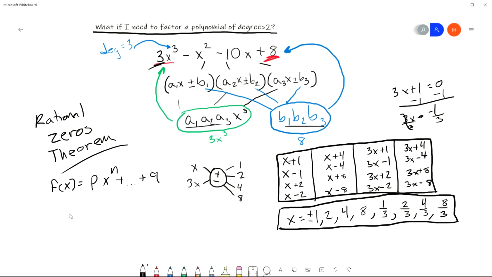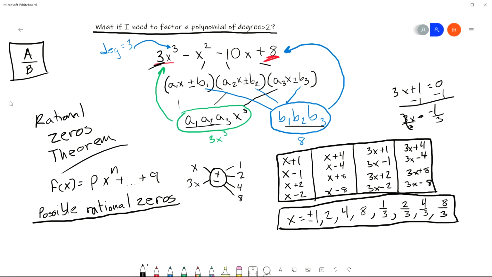I can know a list of all possible rational zeros. This is a list of all of the possible x values which make the function equal to 0, which are rational. Remember, guys, a rational number is any number that can be written as a over b, any number that can be written as a fraction, and technically 1 is a fraction. Those are all rational numbers. So what are the possible rational zeros for this polynomial where I have px to the n plus dot dot dot plus q?